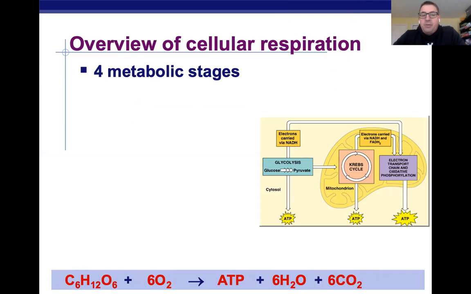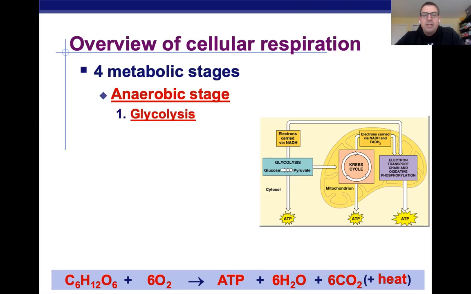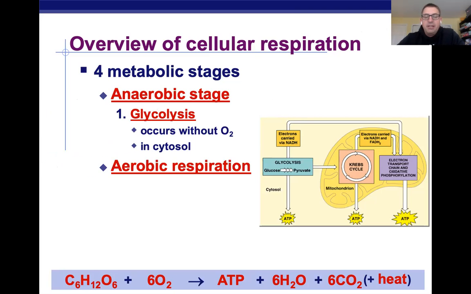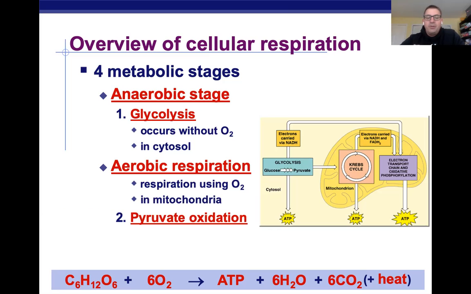There are 4 basic stages to cellular respiration. Today, I'm going to be going through glycolysis and probably the Krebs cycle. There's an anaerobic stage that does not require oxygen, and that first stage is called glycolysis. It occurs without oxygen, and it occurs in the cytosol, not within the mitochondria. Then there is the aerobic stage of cellular respiration, which occurs in the presence of oxygen. Oxygen must be present for these stages to take place. These occur in the mitochondria.